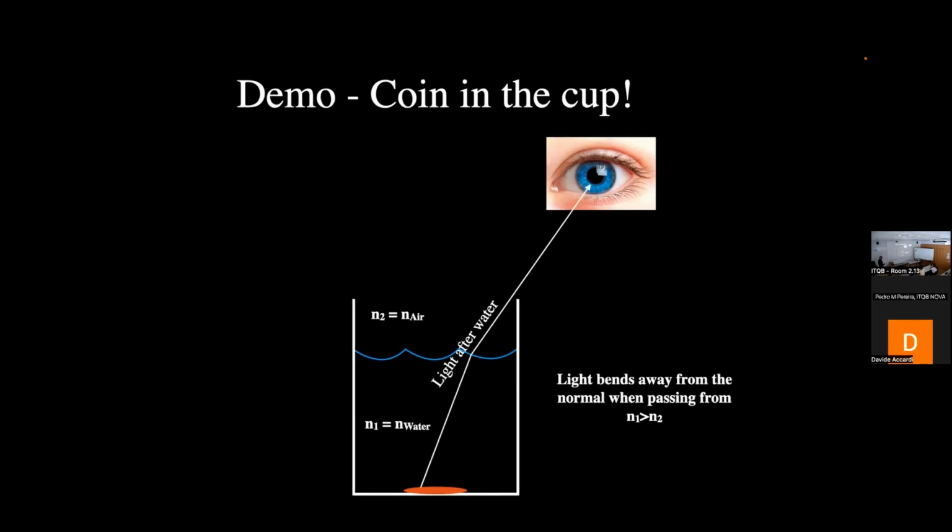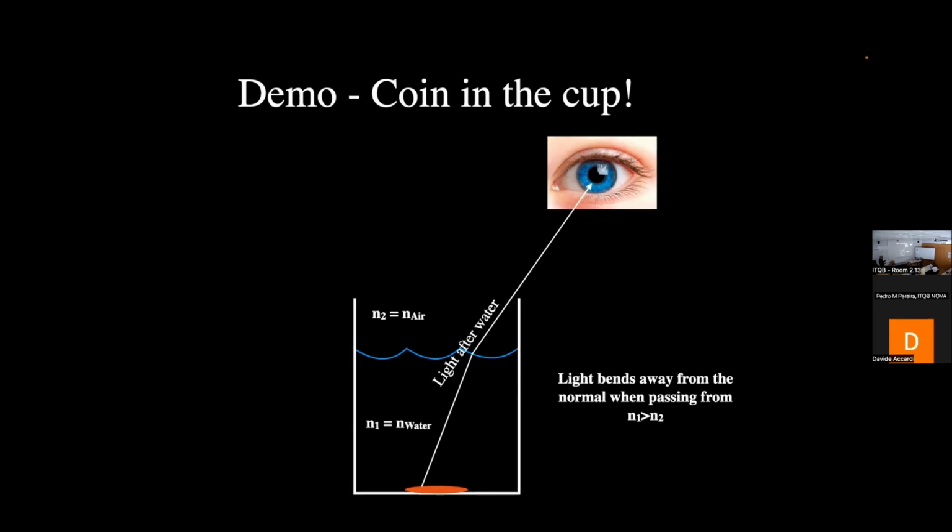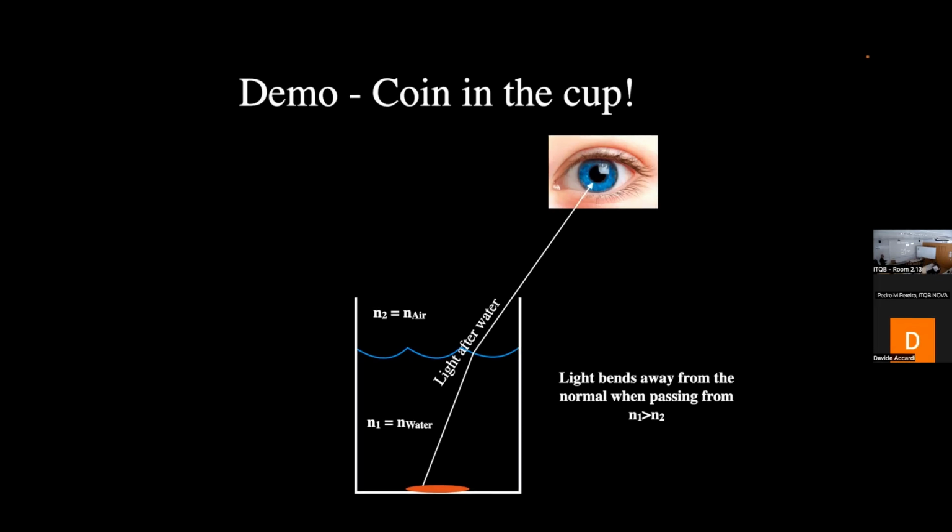that we bend the light, and without moving, we start to observe information that was not reaching our detector before. Because the light was coming from the coin, then outwards, and then it reached our eye. Which means that light bends away from the normal when passing from a medium with a refractive index that is larger than the refractive index of the second medium.